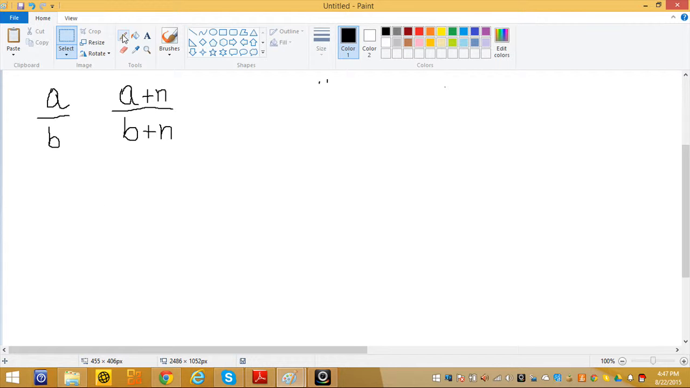So if I make a subtraction, let's say (a plus n) over (b plus n) minus a over b. If I do this subtraction and I get a positive value, I will say the new fraction is greater. Let's work on it to find out what we're going to have.